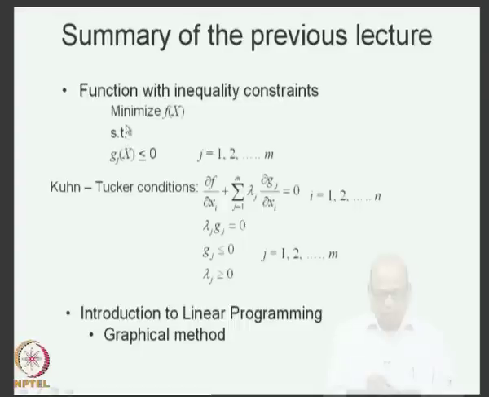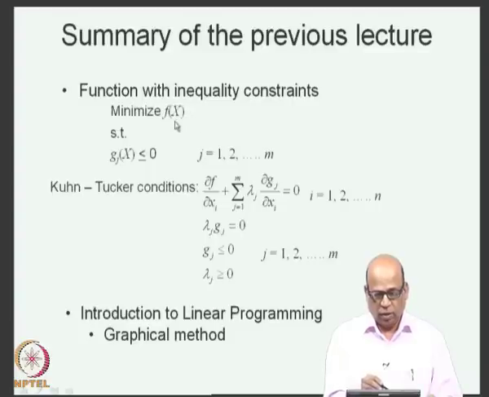So, we discussed a general problem of this type: minimize f of x, where x is a vector of decision variables x 1, x 2, etcetera, x n. There are n variables, subject to g j of x less than or equal to 0. These are the constraints. We have m constraints. So, n variables and m constraints. For such a problem, the KT conditions are the following. We have discussed this at length.